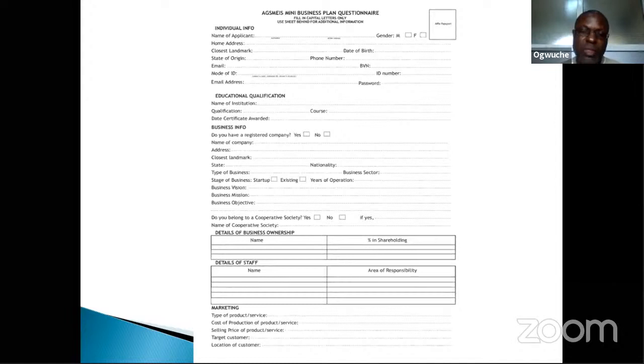But an existing business is any business that you've at least started working on, even if it's at a rudimentary level. So if you're into poultry and you have maybe just a few birds here and there, which you feed and nurture and sell during festive periods, that's already an existing poultry business. So what you're looking for money for is how to expand that business. So years of operation, you indicate the years of operation of that business. Business vision, business mission, then business objectives.